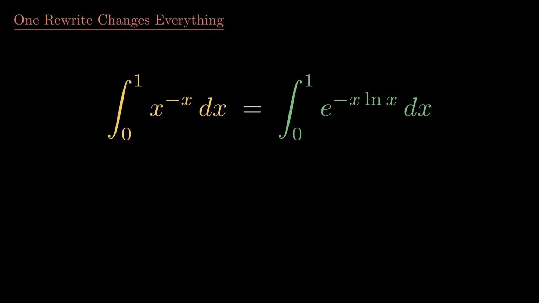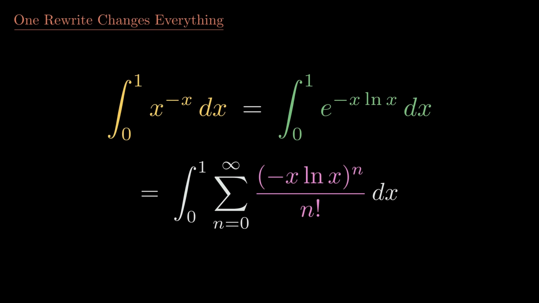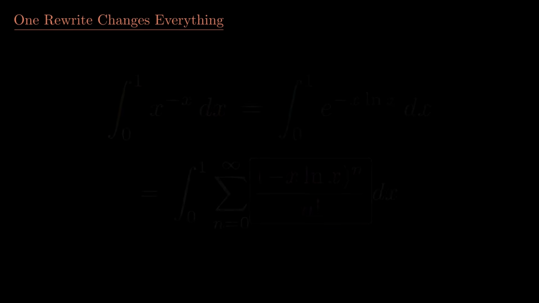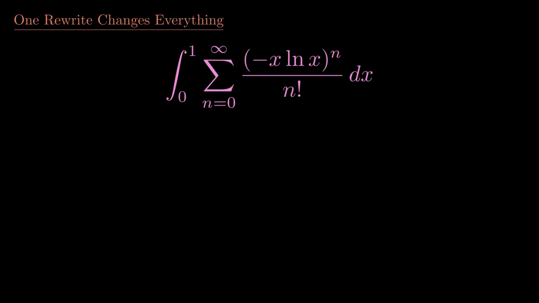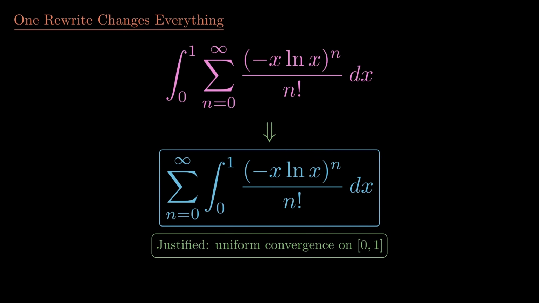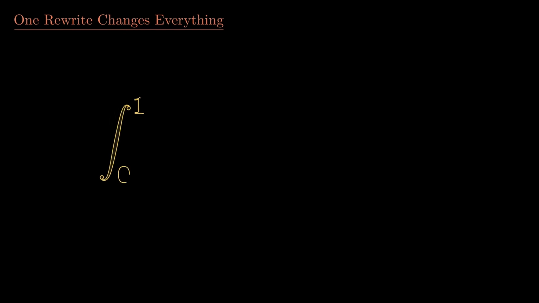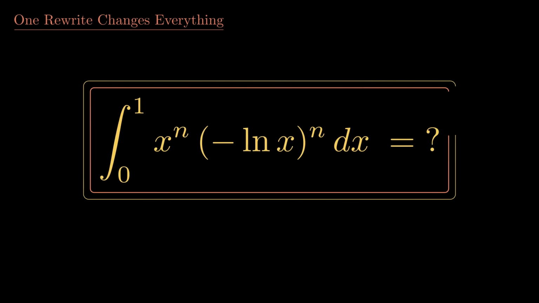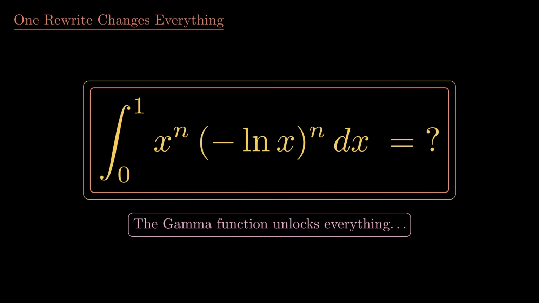So inside the integral, e to the negative x natural log x turns into an infinite sum. Now the problem starts to open up. Instead of one mysterious expression, we get a whole family of smaller terms. And that means we can swap the integral and the summation, so the original problem breaks into many simpler integrals. Each one now has the form x to the n times negative natural log x to the n. So the impossible-looking integral has been transformed into something systematic, something we can attack term by term. And that is the turning point of the proof. One rewrite, one series expansion, and suddenly the whole structure becomes visible.